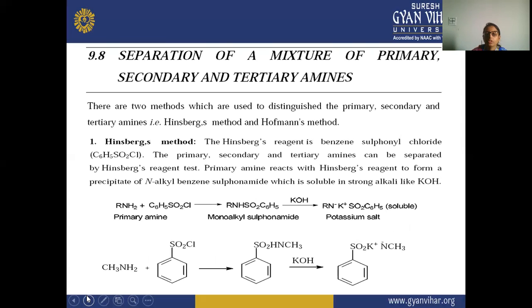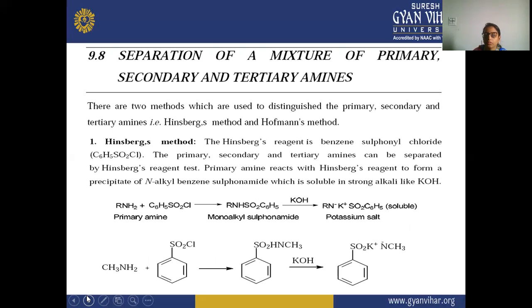Next is the separation of a mixture of primary, secondary, and tertiary amines. If we have a mixture of primary, secondary, and tertiary amines, how will we separate this mixture? There are two methods that are used to distinguish the primary, secondary, and tertiary amines: the Hinsberg method and the Hofmann method.